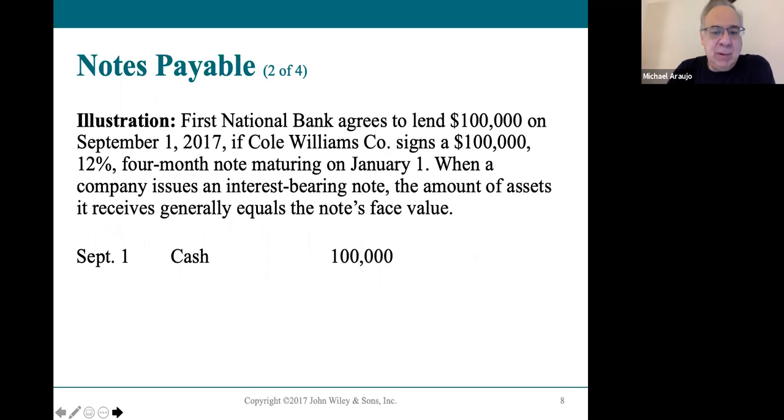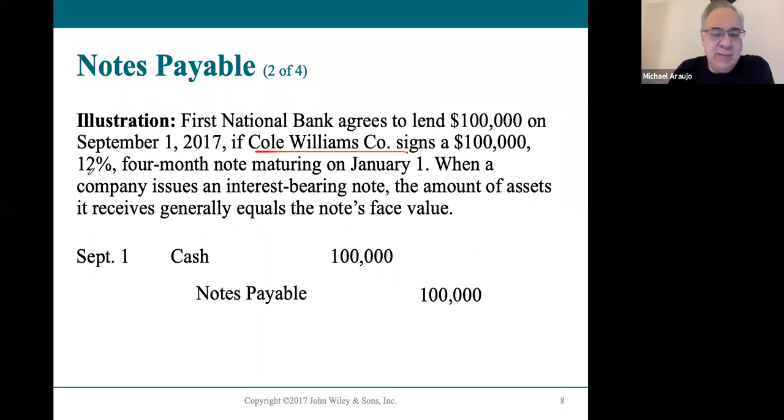And notes payable basically are always shown as a liability. In this case, the bank agrees to lend money to this company called Williams. It's a $100,000 12% 4-month note. Since it's on January 1st, this actually should be January 1st as well. And so the company will simply debit cash and credit notes payable when they actually get the loan. Right? So this is how the notes payable are on the books.